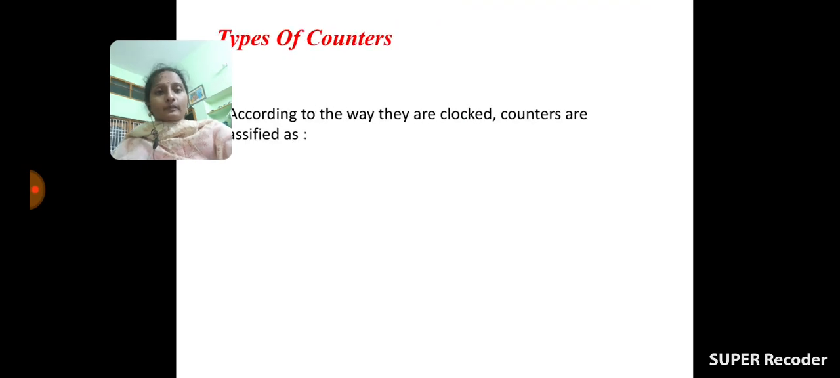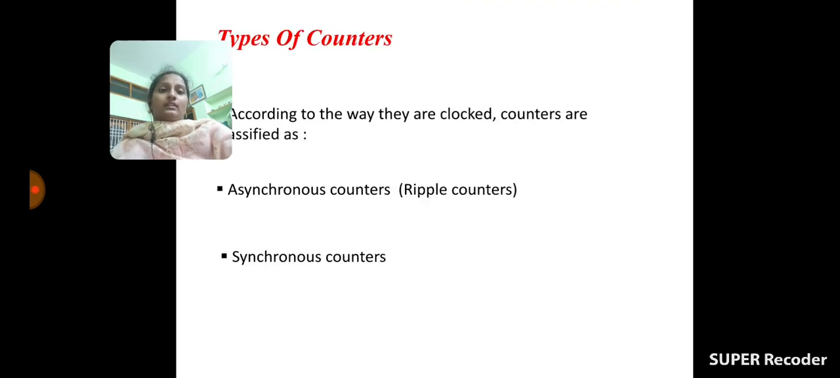Okay. And see here, now we have discussed the types of counters. How many types of counters are there basically? According to the application of clock pulse, the counters are classified into 2 types. How many types? 2 types. One is the asynchronous counter, and the other one is the synchronous counter. Okay, 2 types of basic counters are there.